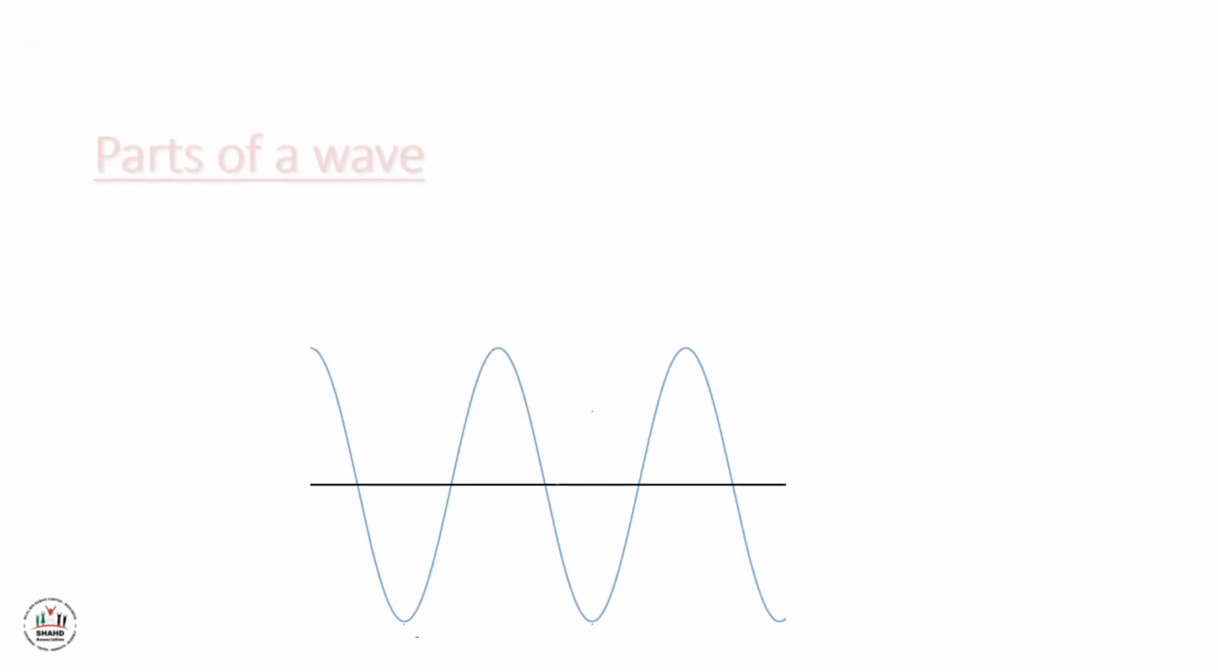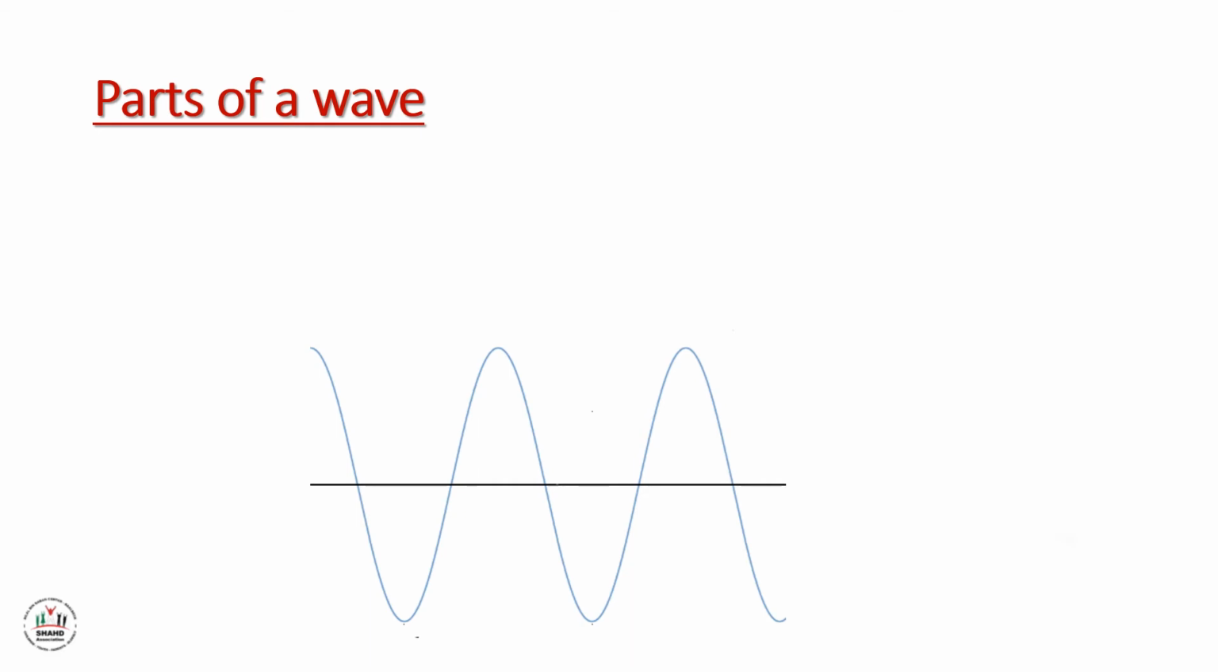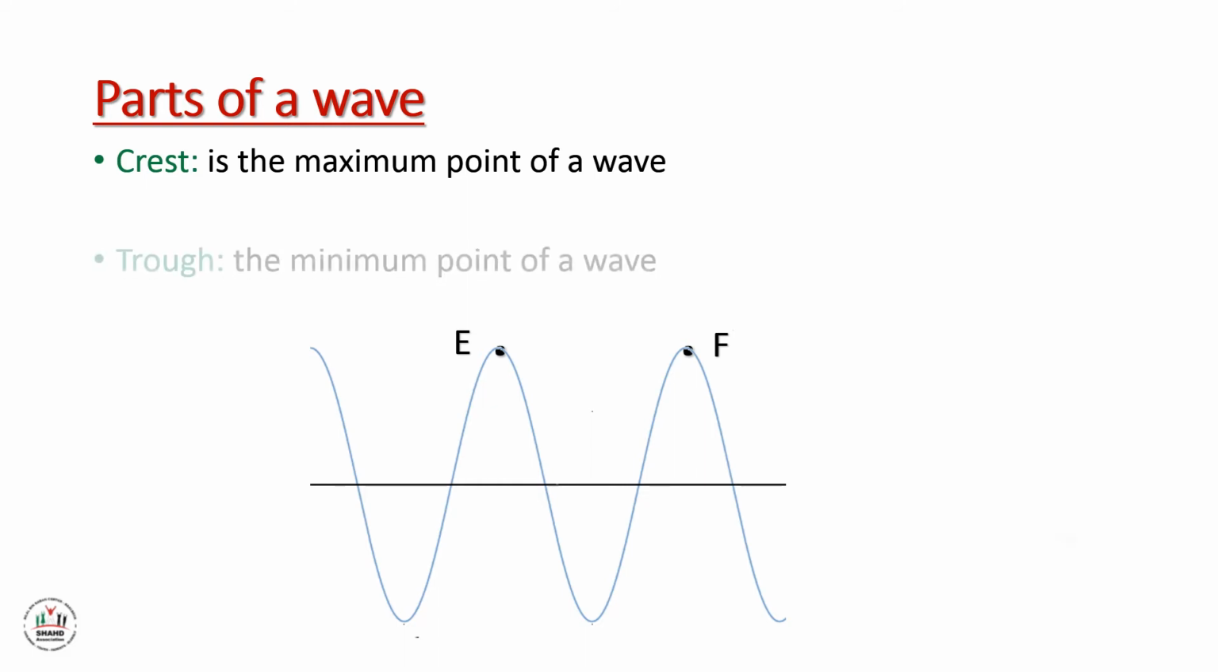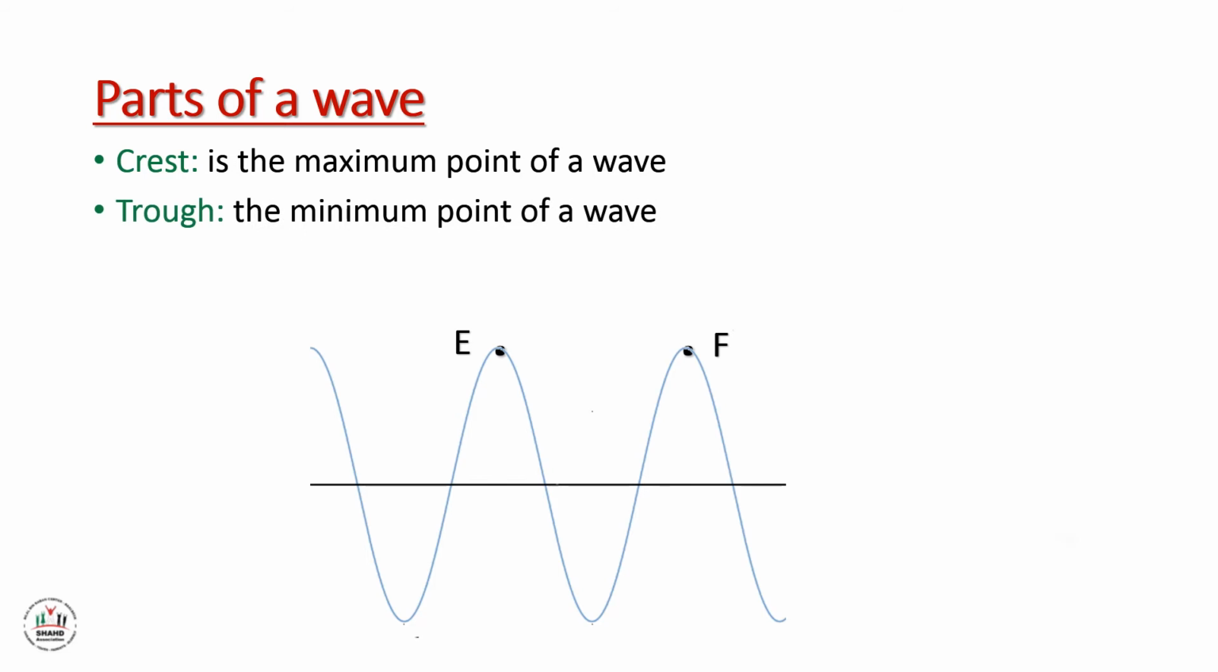In this slide, we will tackle the parts of the wave. This is how we notate a wave. The first part is called the crest, which is the maximum point of a wave. In the figure, there are points E and F. The second part is called the trough. The trough is the minimum point of a wave. In the figure, it is points M and N.